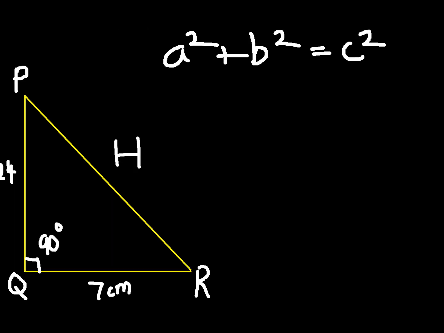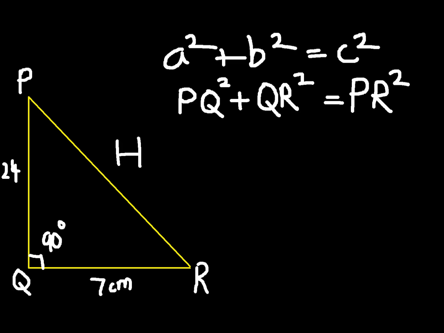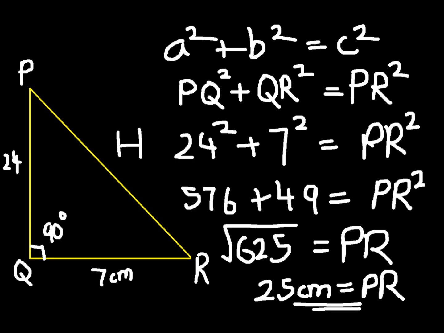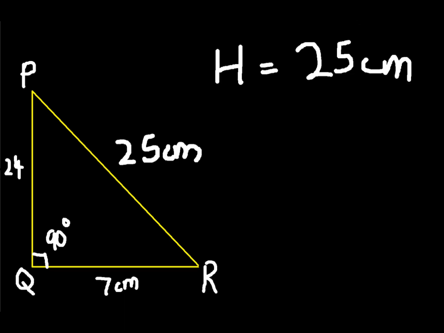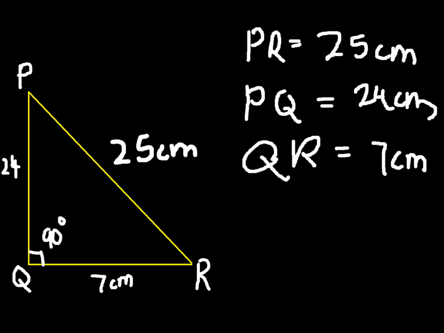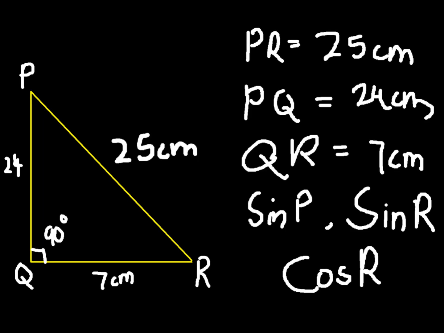First, let's recall the Pythagoras theorem to find PR's length, which is the hypotenuse. So, we can say that PQ squared plus QR squared is equal to PR squared. 24 squared is 576 and 7 squared is 49. Their sum is 625. And 625 square root is 25. This means that PR equals 25 centimeters, which makes H equals 25 centimeters. Now, since we have all sides measurements, we can find sin P, sin R and cos R easily.